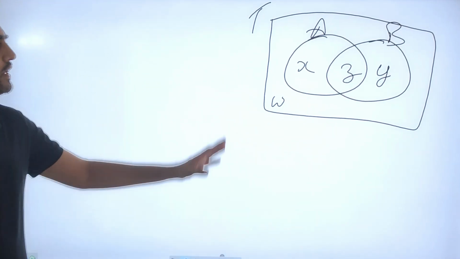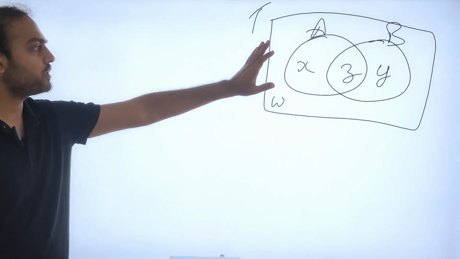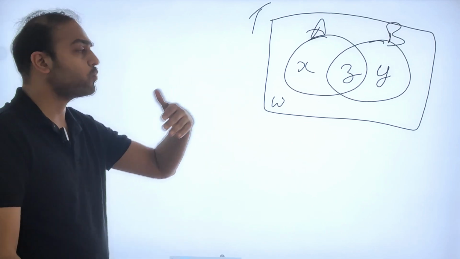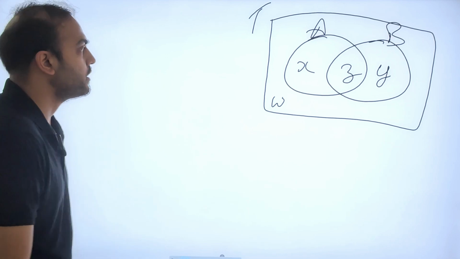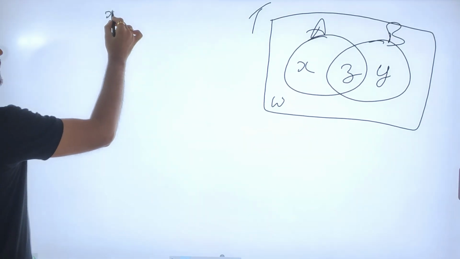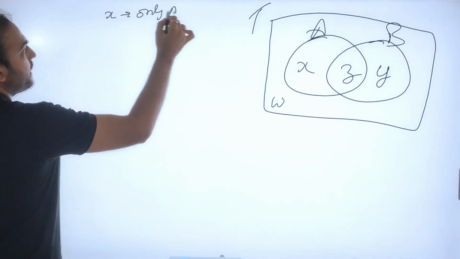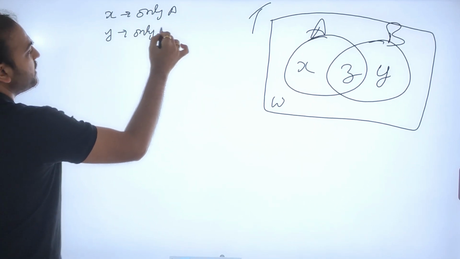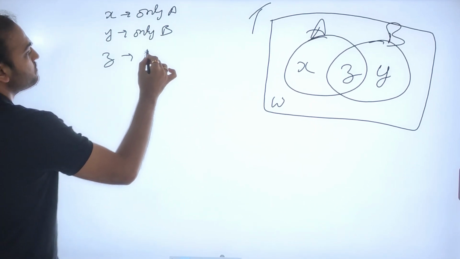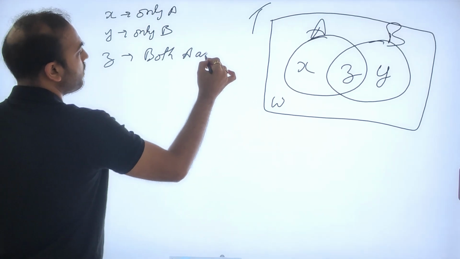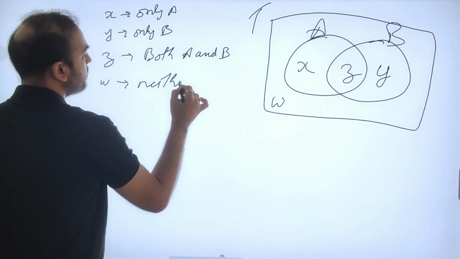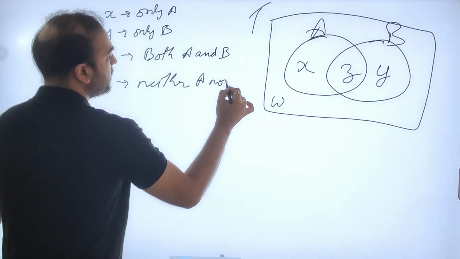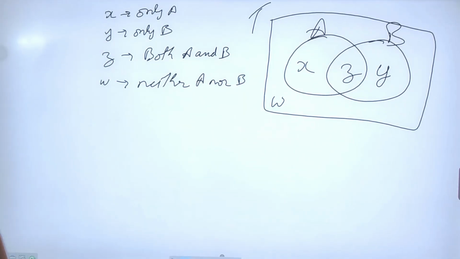Again, if we focus on our Venn diagram, let's figure out the meaning of each and every variable. As we discussed already, X means only A, Y means only B, Z means both A and B, W means neither A nor B.